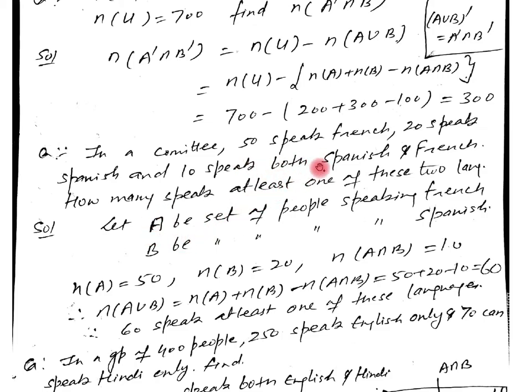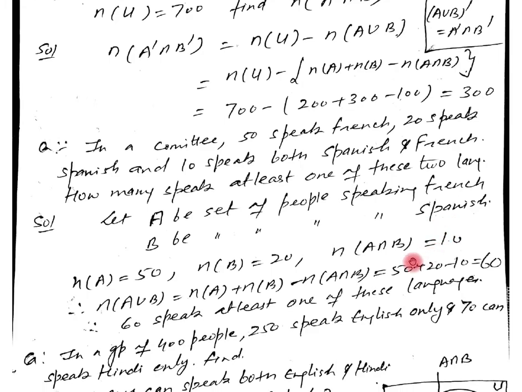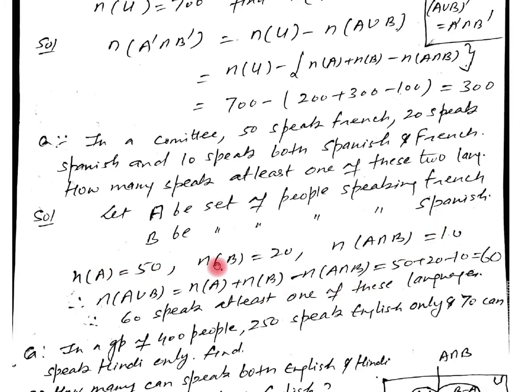We can assume one set as A, the set of people speaking French, and B the set of people speaking Spanish. Now the number of A is given, the number of B is given, and the number of A intersection B is given. So we can easily find the number of A union B: n(A union B) = n(A) + n(B) - n(A intersection B). Putting all these values in, we get n(A union B) equal to 16.